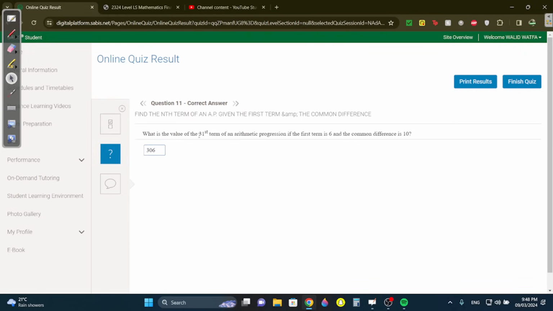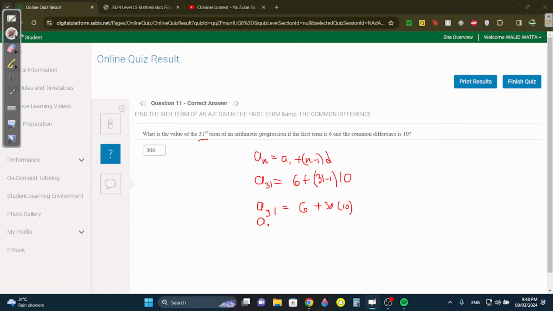Question 11. What's the value of the 31st term of an arithmetic progression if the first term is 6 and the common difference is 10? An equals the first term, a1, plus n minus 1 times d. So for a31 equals a1, which is 6, plus 31 minus 1 times the common difference 10. a31 is going to be equal to 6 plus 30 times 10. So a31 is 306.